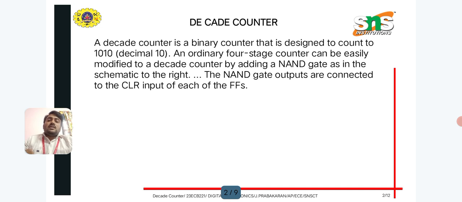Next is the format of the output of the decade counter. Binary coded decimal, that means BCD, is the most common output for a decade counter.